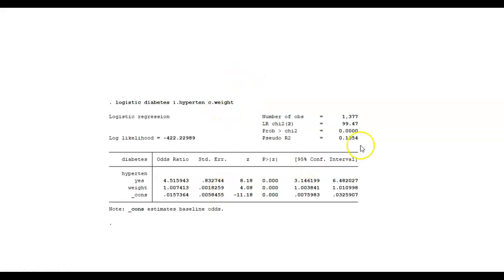So what we see here is that, yes, it's significant. This pseudo R squared is similar to what we had in the multiple regression. I'm not going to ask you too much about this, but for the most part, we're just looking at, is this model significant? Yes, it is. Are both the variables significant? Yes, they are. And so right here what we have is a 0.7% increase in the odds of having diabetes for every 1 unit increase in weight. And then also, what's 4.5 minus 1, so we would have a 350% increase in the odds of having diabetes if you're told that you have hypertension.